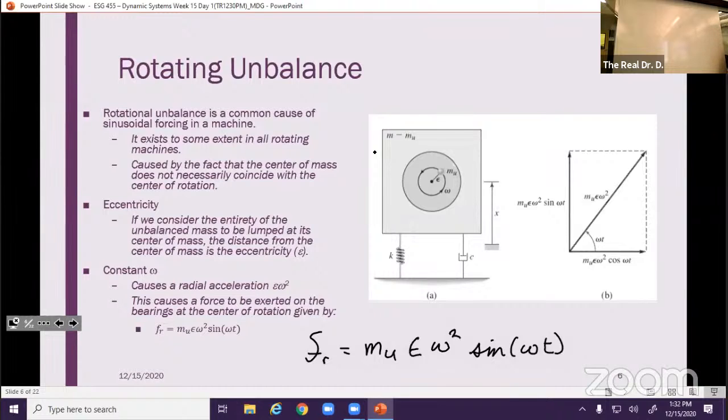Okay. Now, just kind of a side note. Every system has this to a certain degree. Unless you have super tight tolerances, you are going to have some measure of rotating unbalance. Nothing is perfectly balanced, but we can get pretty close.